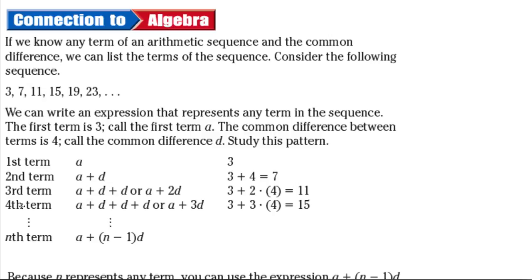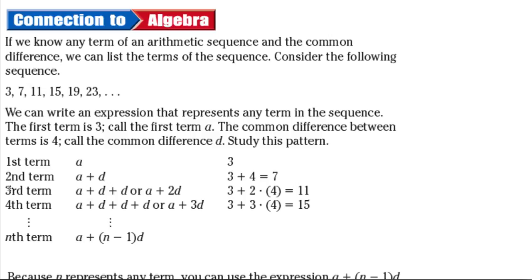If we continue that pattern, the third term would be A plus the common difference plus the common difference, which would give us 11. So basically A plus D plus D is the same as A plus 2D, or if we look at our pattern here, it's simply 3 plus 2 times 4, which gives us 11, which makes our third term. And if we analyze our fourth term, this is now A plus D plus D plus D, or A plus 3D. If we substitute the values from our example, we still end up with our fourth term, which is 15.